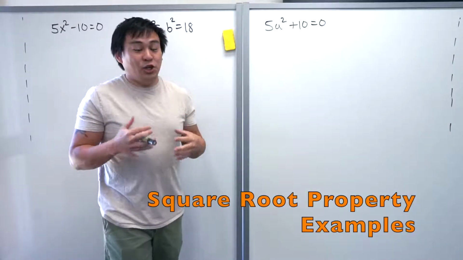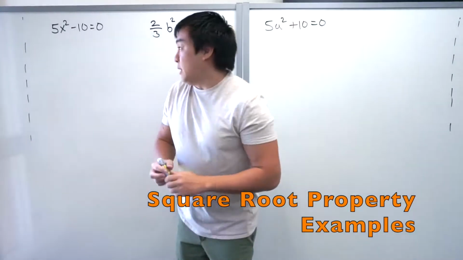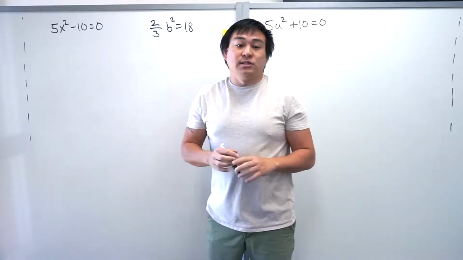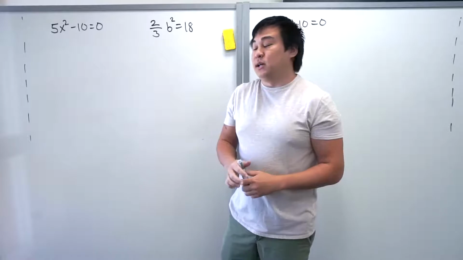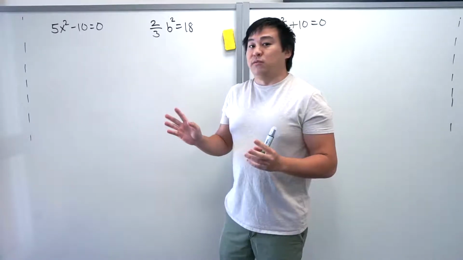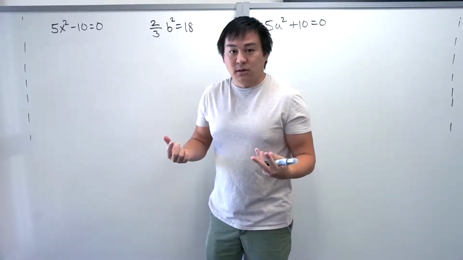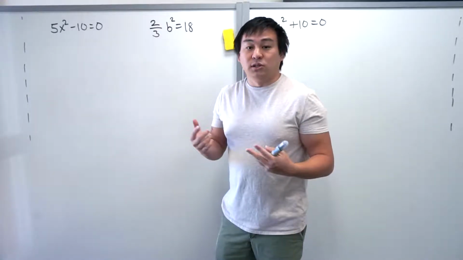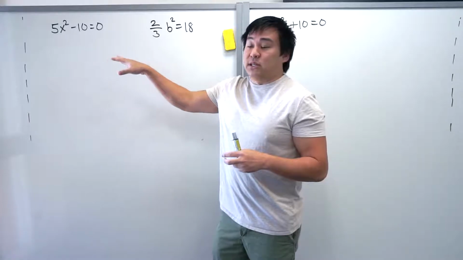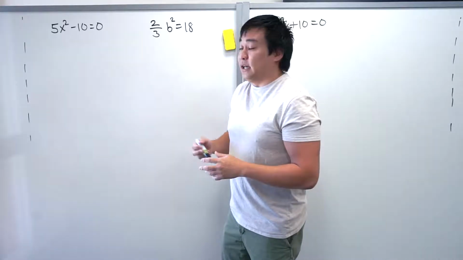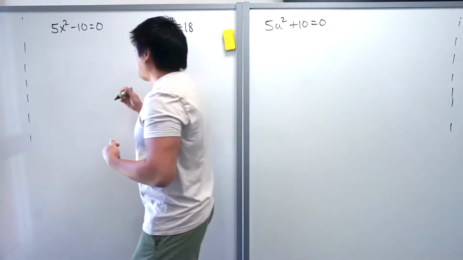Right? So let's go ahead and use the square root property to solve some of these equations. Now, what we're going to do is just like everything else, we're going to get the variable by itself. And in these cases, it's fairly straightforward because we only have one term with a variable. There's no x values or no b values. It's just going to be x squared and b squared. So get the x squared by itself and solve.